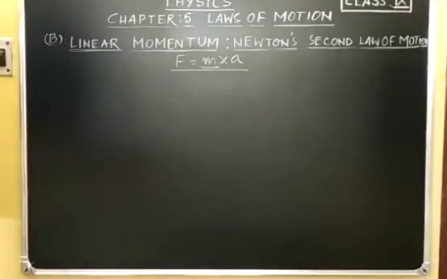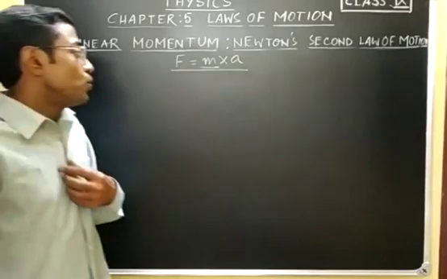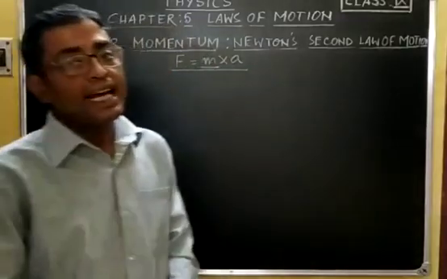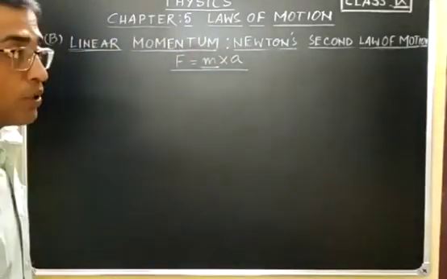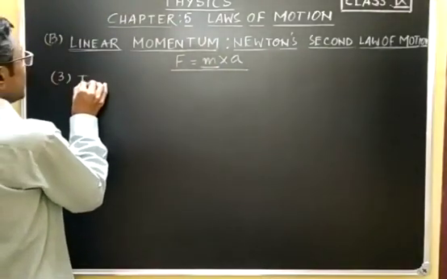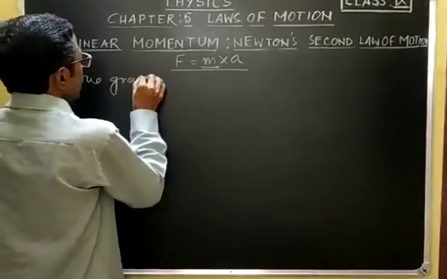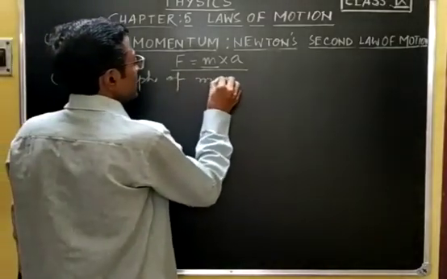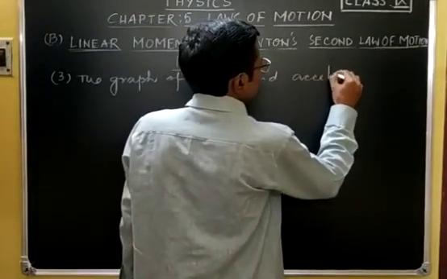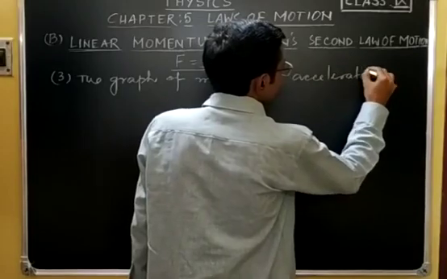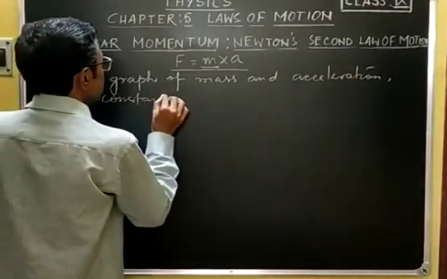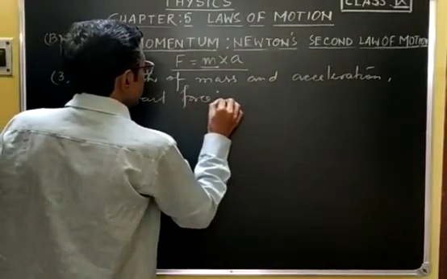Now the next graph, from this relation force equal to mass into acceleration, is the graph between mass and acceleration. Remember, the graph of mass and acceleration for constant force. So number 3 we are doing the graph of mass and acceleration. For, remember, this is very important, for constant force.